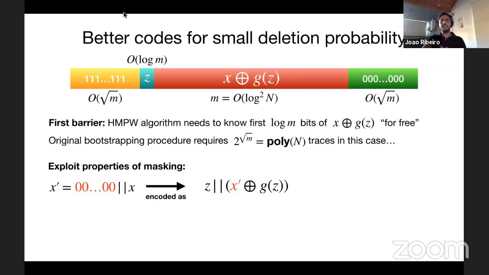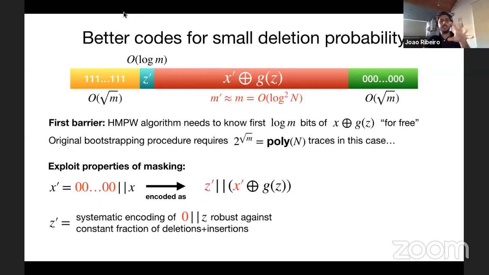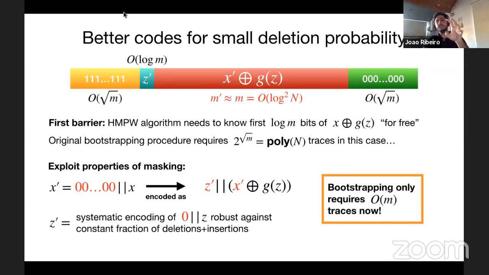But this has an easy solution because Z is very short. So we can be a bit more wasteful and protect it with a code that is very robust against deletions and insertions. So that's what we do. We add this zero here in the encoding of Z prime, really just to distinguish it from the long run of ones before. But after we do this, finding Z is very easy, and after replacing Z and X by Z prime and X prime, we can find Z just using order of M traces. And because of our reduction, this implies that you can also do bootstrapping with order of M traces.